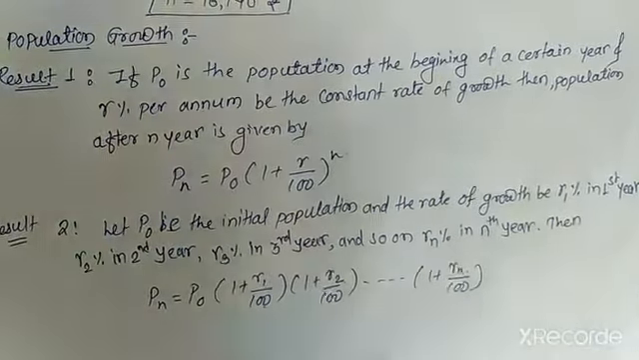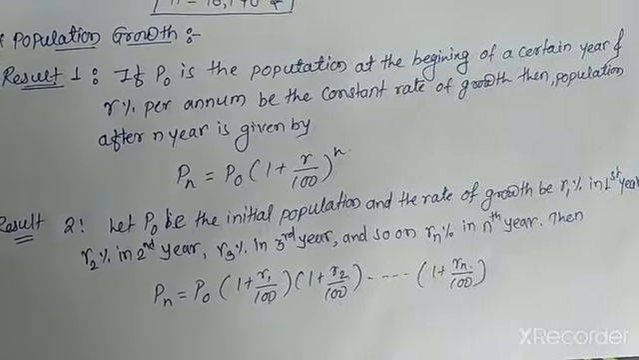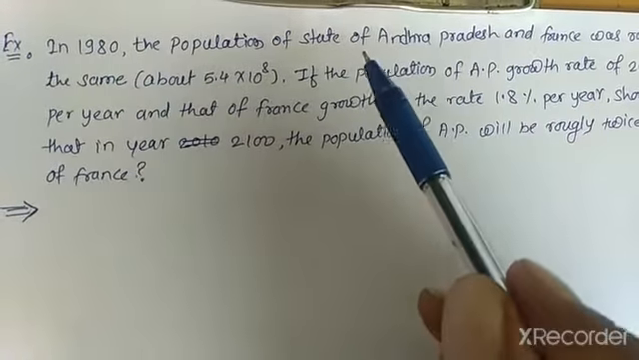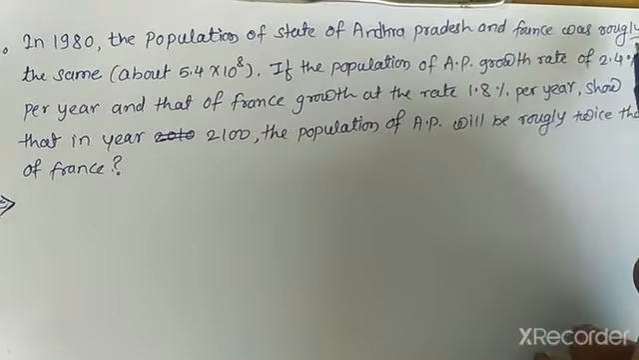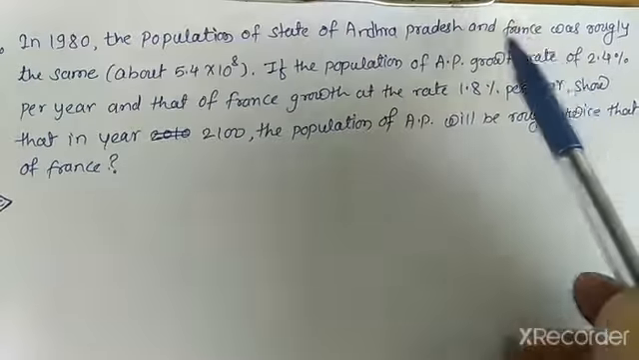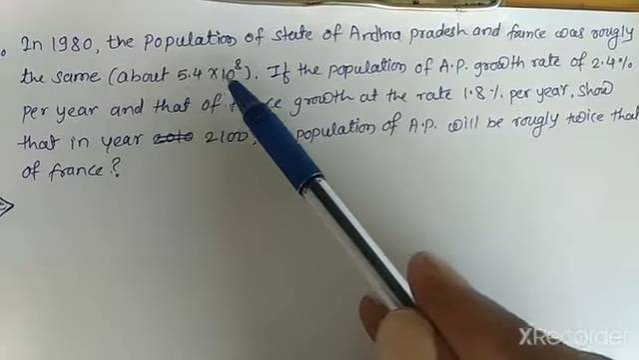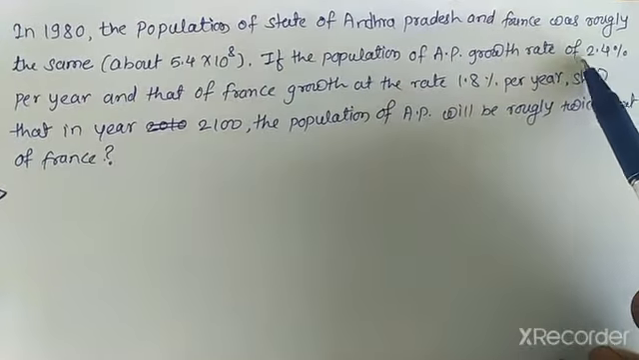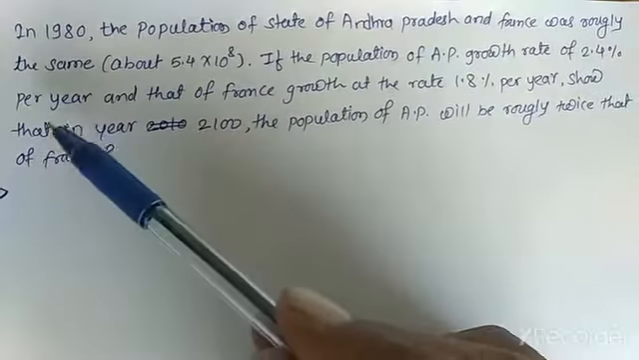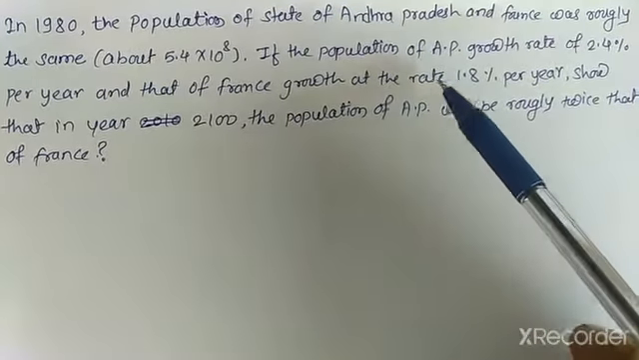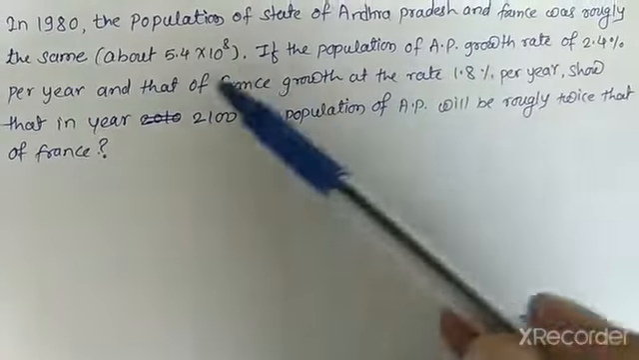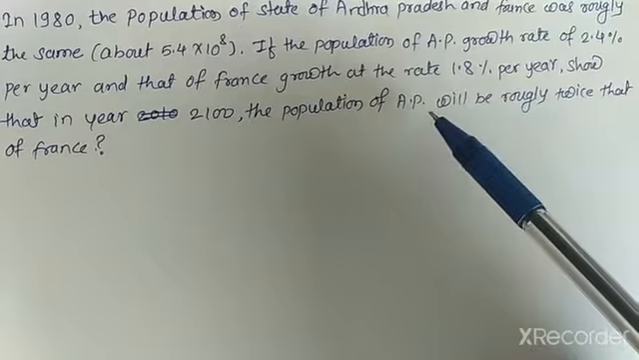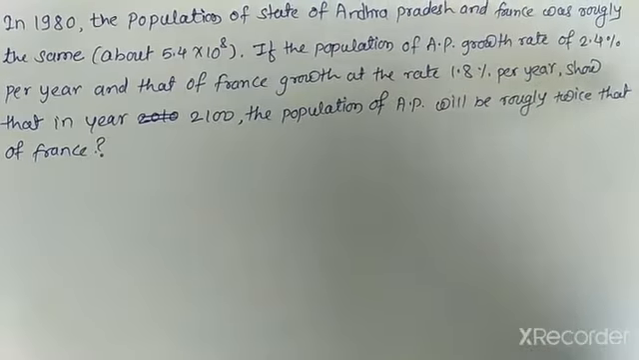Now we see the examples related to population growth. Consider the example. In 1980, the population of the state of Andhra Pradesh and France was roughly the same, approximately equal, which is 5.4 into 10 raised to 8. If the population of Andhra Pradesh grows at a rate of 2.4% per year and that of France grows at the rate of 1.8% per year, show that in the year 2100 the population of Andhra Pradesh will be roughly twice that of France.